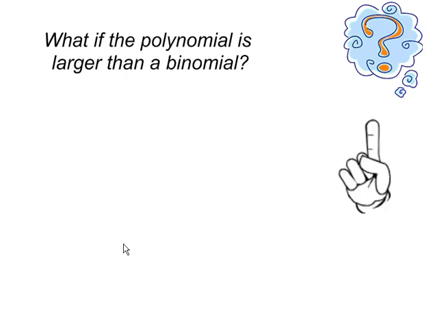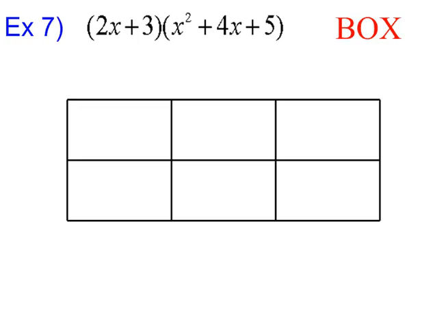Now, what if the polynomial is larger than a binomial? Well, guess what? I would suggest using the distribute and stack method just because I think it keeps things straight. So let's do this one, 2x plus 3 times x squared plus 4x plus 5. And again, I'm going to put that binomial on the 2 side because it's 2 boxes wide, and it's 3 boxes long, x squared plus 4x plus 5.